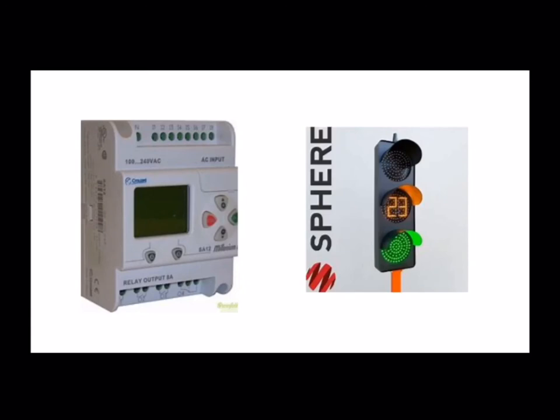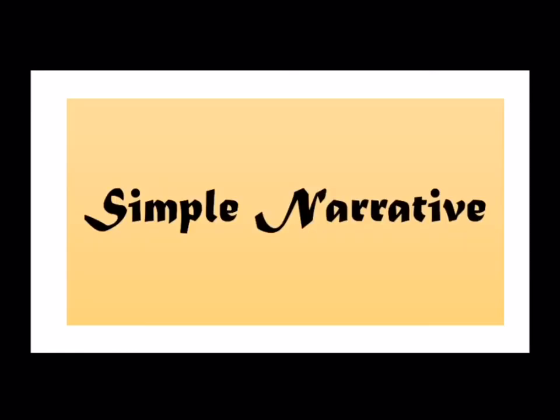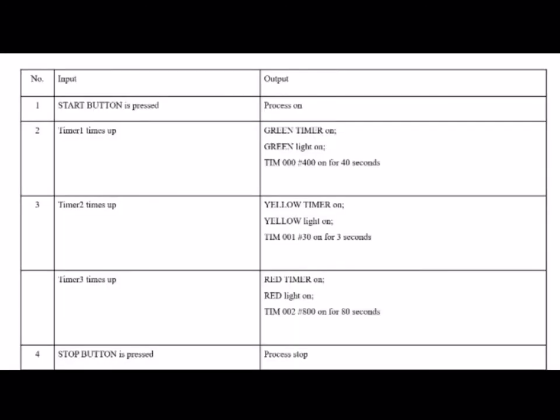The timer can set different times for each signal based on traffic on a particular route, which is a simple automation that reduces human interaction for handling the traffic at signals and reduces the overall cost of controlling traffic signals manually. Next, the method that we use to describe the process sequence for our project is a simple narrative. A simple narrative method only has to write the hardware name for the input and output in the table.